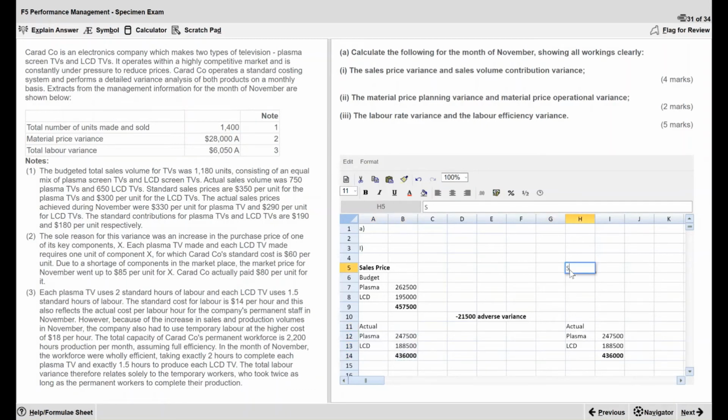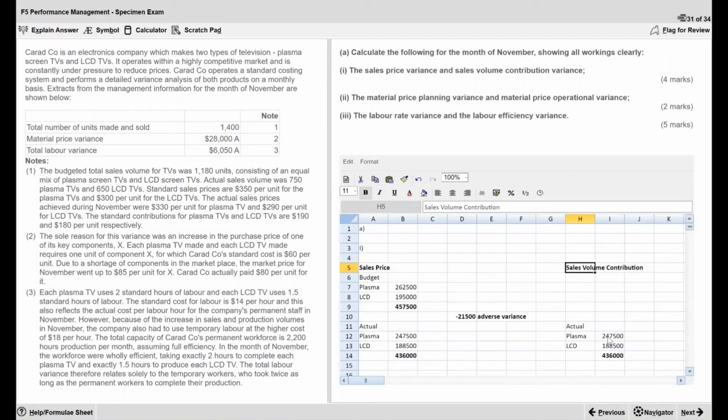So right here, sales volume contribution variance. Remember, sales volume contribution variance means we are using marginal costing, and we have to calculate the difference of units by multiplying by contribution. If it were absorption costing, we would have used profit. Then it would be called sales volume profit variance.